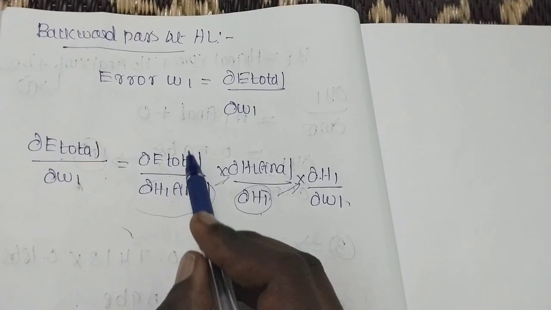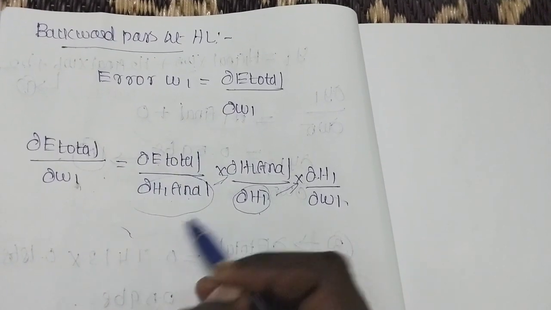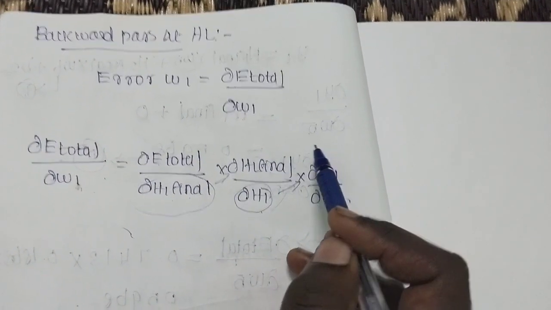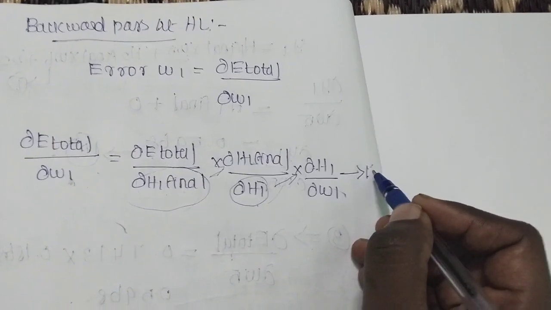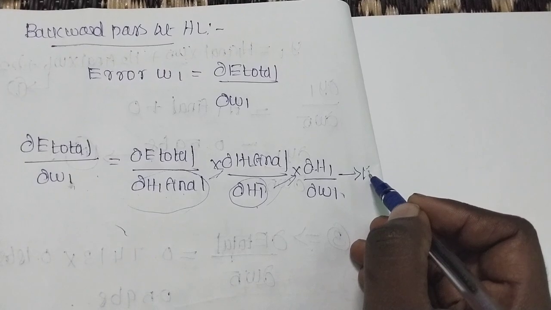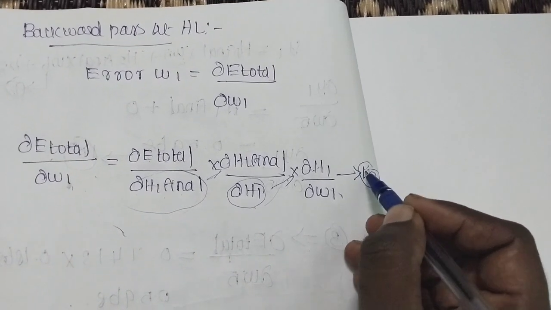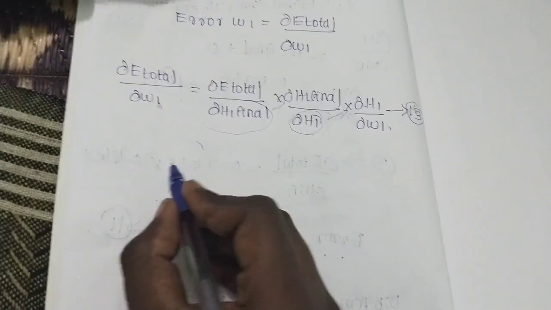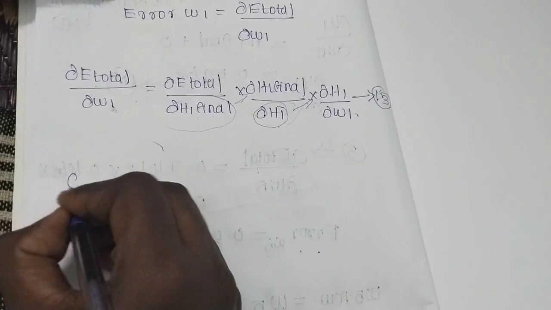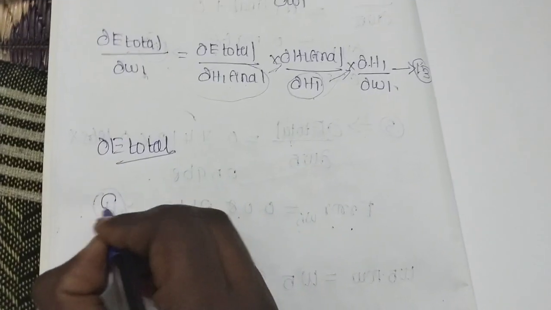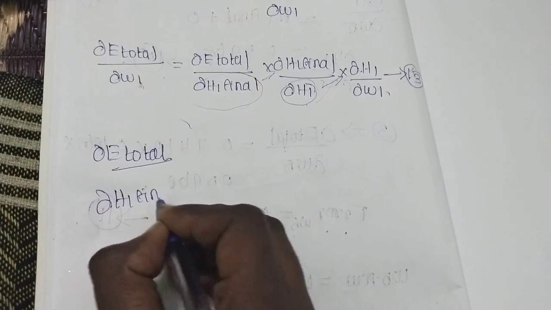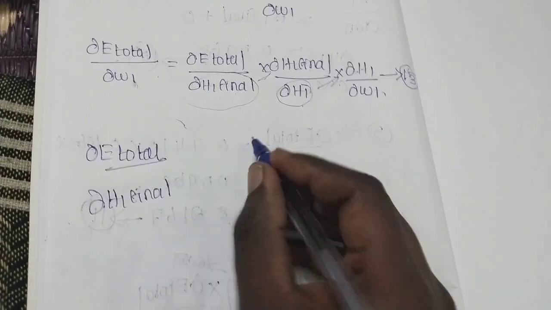Next, I want to find each one separately. The last equation we put was 12, so this is equation number 13. Now I wish to find the value for dou E total divided by dou H1 final. What is the equation for E total?